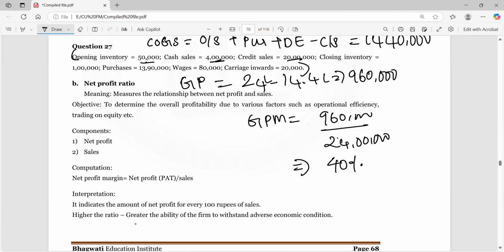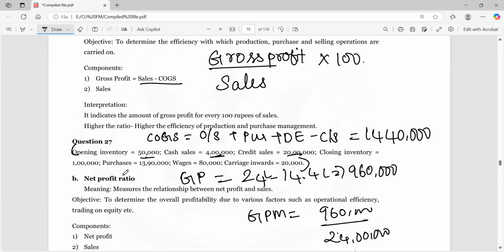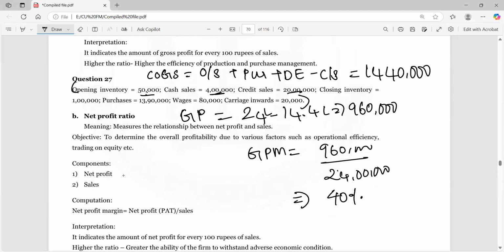Clear? Any doubt in this? Did you all understand? So higher the gross profit ratio, better it is. That's all. Nothing much to explain on this.